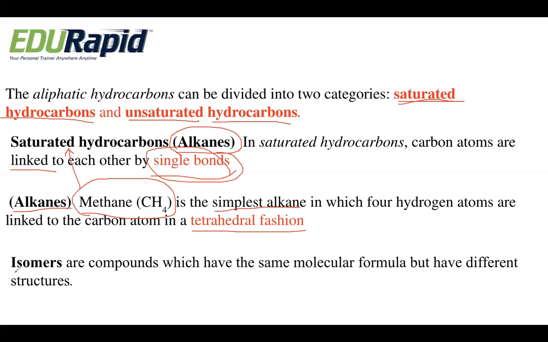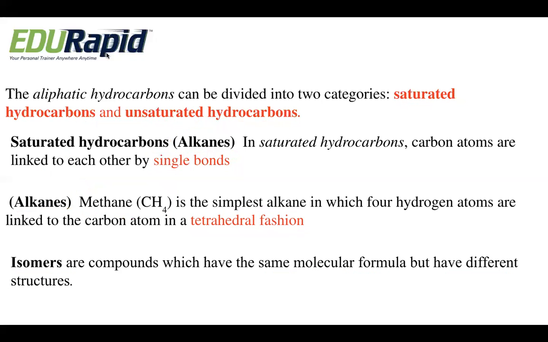Now these alkanes will exhibit a special property called isomerism. They are also called isomers. So what do you mean by isomers? Isomers are the compounds which have the same molecular formula but have different structures, right? Again they are saturated hydrocarbons, or alkanes, which have the same molecular formula. The formula will be the same but the structures are different. Those are called isomers.